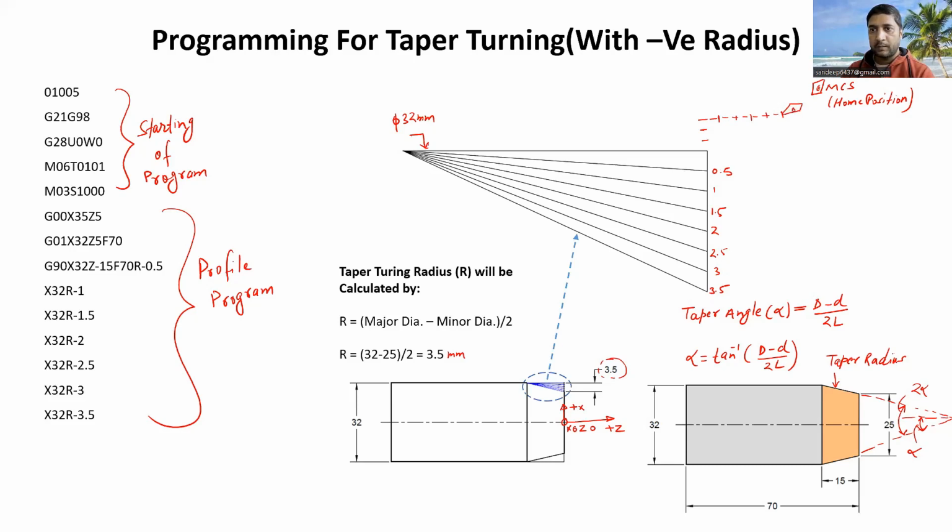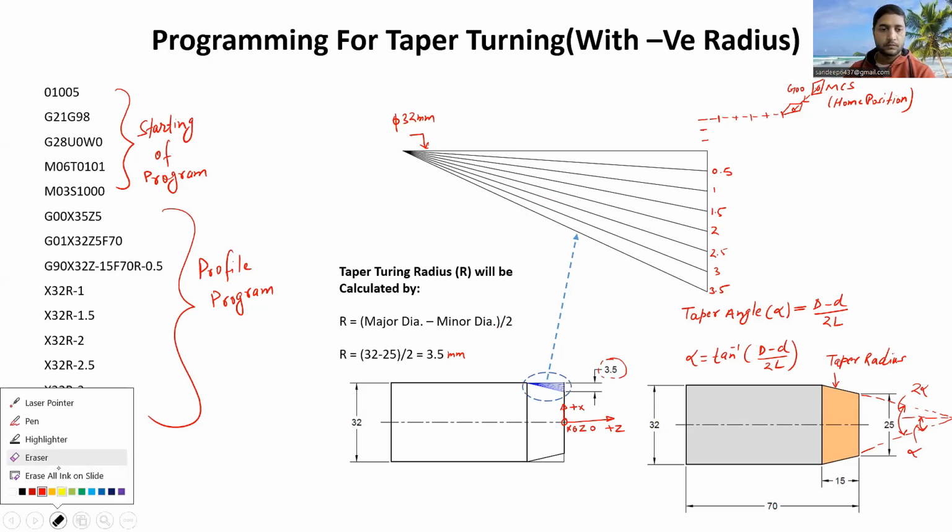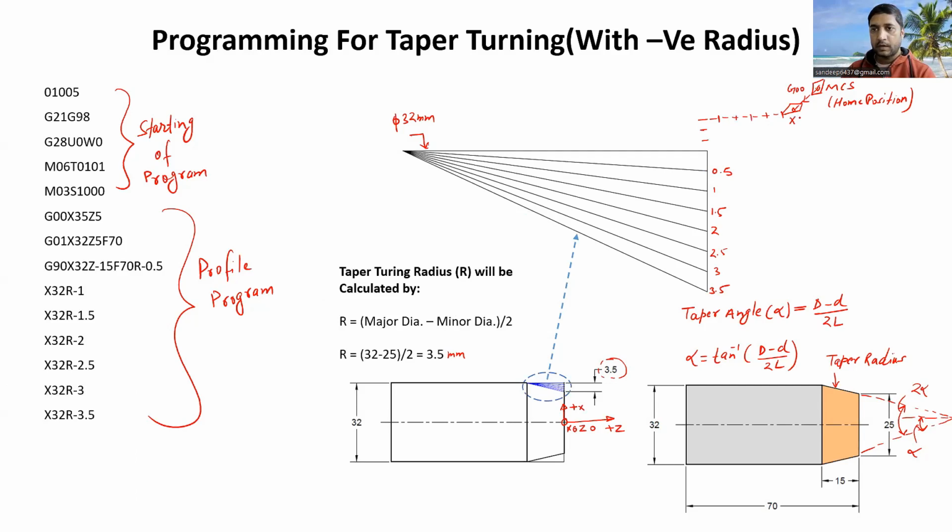So we are keeping the cutting tool at this location, or we can say we are calling the cutting tool from its home position to this location with the rapid traverse code. So this location is X35 and Z5. I hope you're getting it. Let me write this again. This location is now X35 Z5. I hope this is clear to you now.